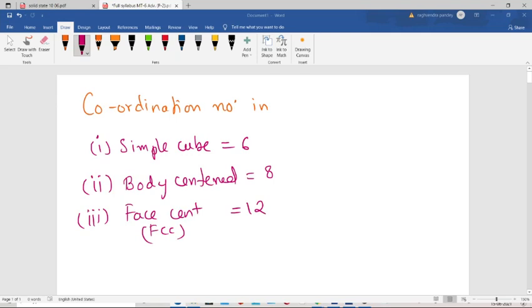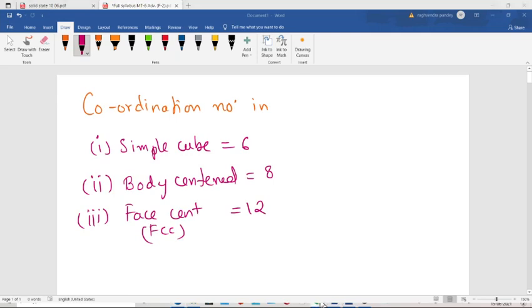What is the contribution of a sphere at the edge? Everybody knows that. Contribution at the edge is 1 by 4. Okay, now this is only one face.